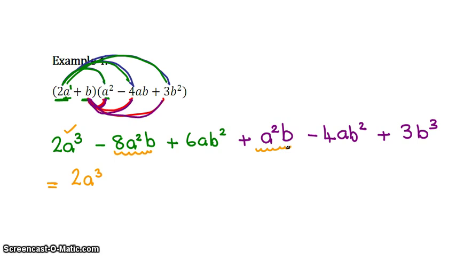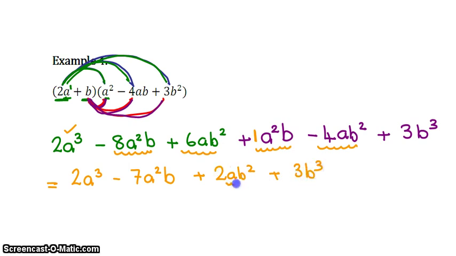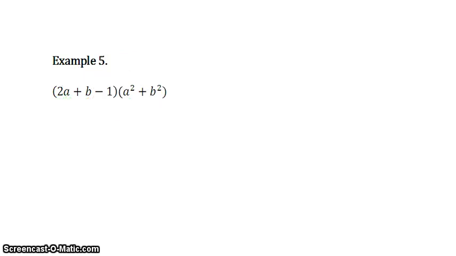So negative 8 plus 1 would be negative 7a squared b. Next, 6ab squared. There we go. There's some more ab squared. So that's plus negative 4, which gives 2ab squared. And then 3b cubed all by itself. Just remember, when you're adding like terms, you do not change the variables and their exponents. That's only for multiplication and division. So basically, that is just a case of distribution as well.